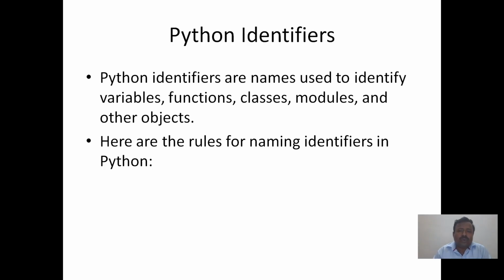Then what are the rules in framing the identifiers, in naming the identifiers?